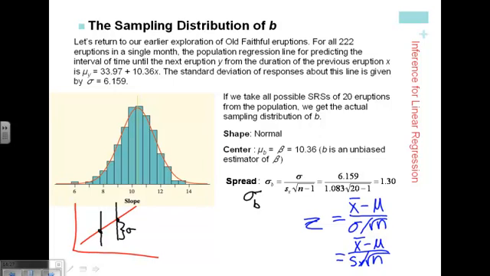S of x divided by root n. You agree? Remember that? When we don't know sigma, we went to this other version, and when we did that, we no longer had a z, we had a t. Well, guess what's going to happen again? We have a problem. We don't know what sigma of b is because we don't know population stuff.